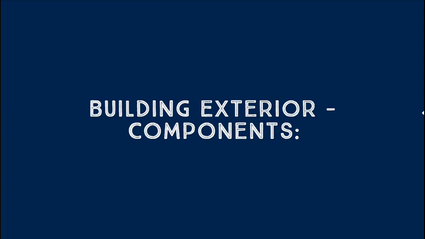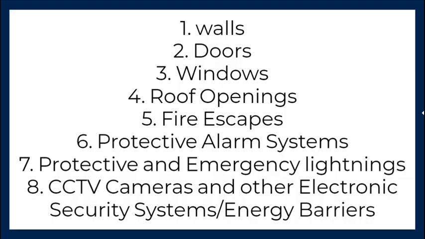Building exterior components. 1. Walls. 2. Doors. 3. Windows. 4. Roof openings. 5. Fire escapes. 6. Protective alarm systems. 7. Protective and emergency lightings. 8. CCTV cameras and other electronic security systems, energy barriers.